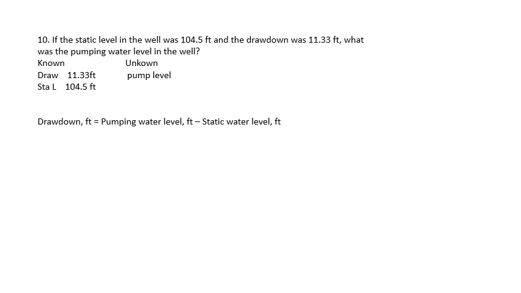This is our original formula for drawdown. We're going to have to rearrange this. So you rearrange it, your pumping water level is equal to your drawdown plus your static water level. So this is the formula rearranged. We're going to plug in our numbers. 11.33 feet plus 104.5 feet. Do the math. Your pumping water level was 115.83 feet.